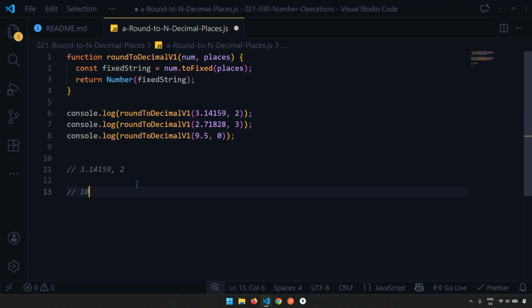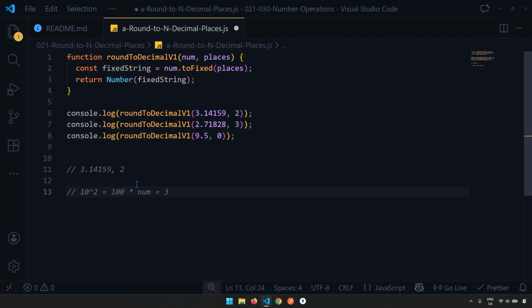I have this number 10. So I'm going to say there are 2 decimal places, right? So that's going to be 10 raised to the power of 2. What do we get? If I do this, we get 100. Then I'm going to multiply this 100 by the number.